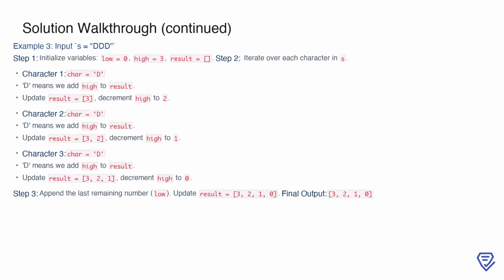For the third character, char equals D, we add high again, updating the array to 3, 2, 1, and decrementing high to 0. Finally, we append the last remaining number, which is low, to result, updating it to 3, 2, 1, 0. The final output for this example is 3, 2, 1, 0.